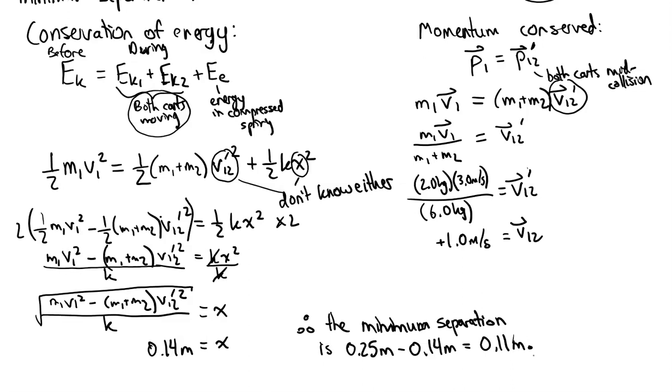Now you'll notice the x value wasn't negative here, right? And that's because we're solving for energy, which is always going to give us a positive value. So don't worry about the sign, just interpret it. In this case, it's obviously a compression, so we're subtracting it from the length of the string to get that minimum separation of 0.11 meters.